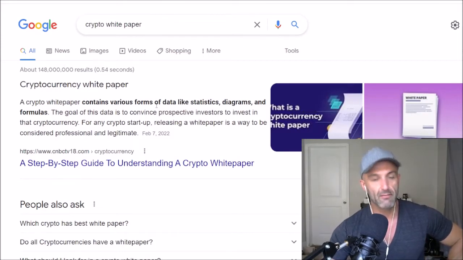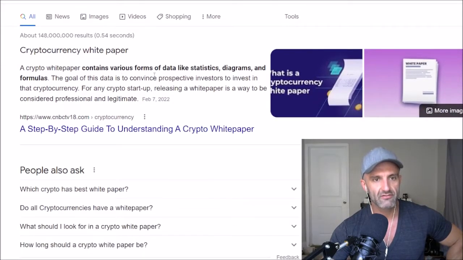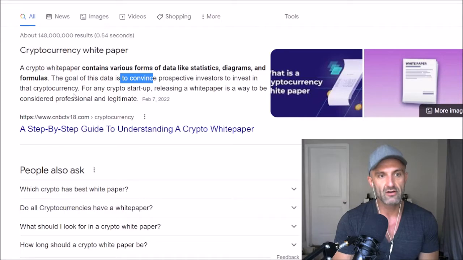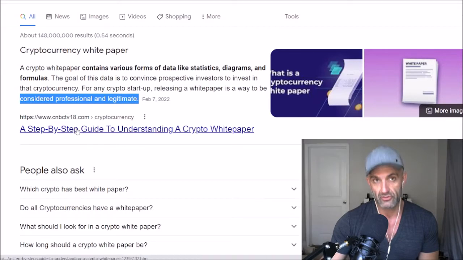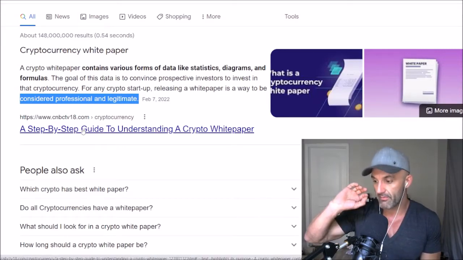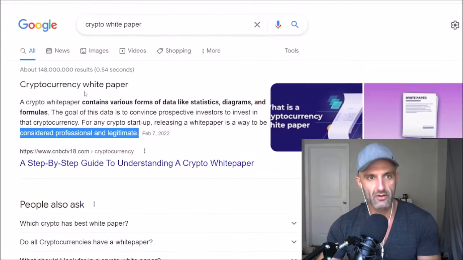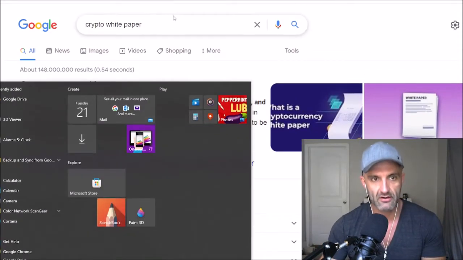So let's see what Google has to say about a white paper. Cryptocurrency white paper. A crypto white paper contains various forms of data like statistics, diagrams, and formulas. The goal of this data is to convince prospective investors to invest in that cryptocurrency. For any crypto startup, releasing a white paper is a way to be considered professional and legitimate, right? So I think a lot of people who are releasing white papers are trying to be considered professional and legitimate, and then they're like, all I need is a thing that I call a white paper for me to be considered professional and legitimate, because they will be like, hey, I got to create a white paper for my crypto project.